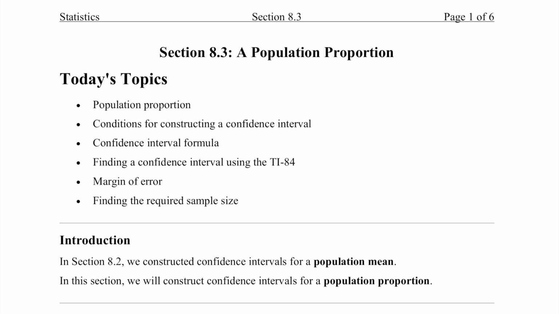So instead of estimating the population proportion with just one number, we estimate it with a range of values that's likely to contain the true population proportion. That range is called a confidence interval. In this section, you'll learn how to construct and interpret confidence intervals for a population proportion. Let's begin with a few important definitions.